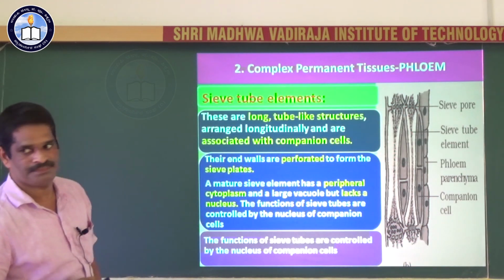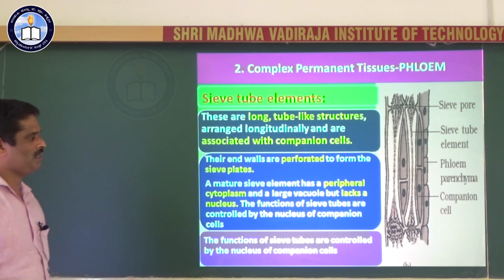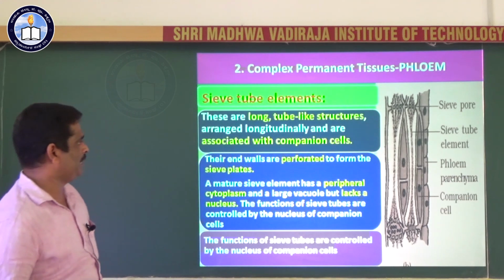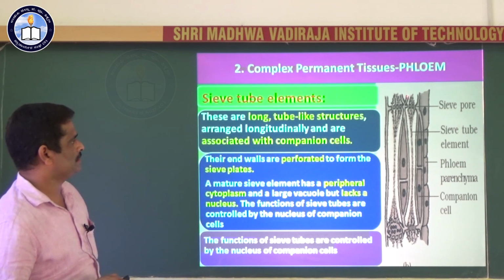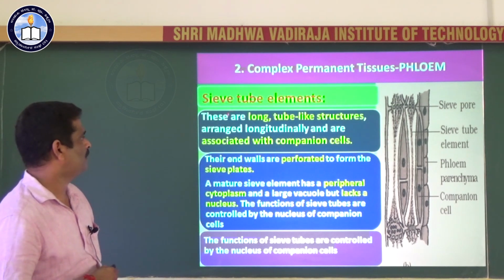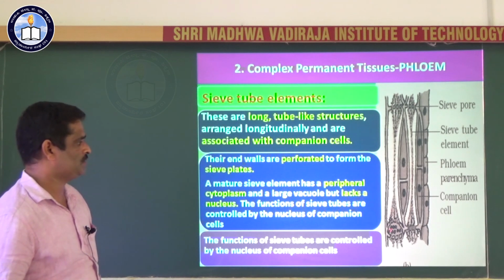Coming to the sieve tube elements. These are long tube-like structures arranged longitudinally, which means parallel to the long axis of the plant body, and are associated with the companion cells. What are sieve tube elements? Long tube-like structures arranged longitudinally and associated with the companion cells. That is what we call a sieve tube.